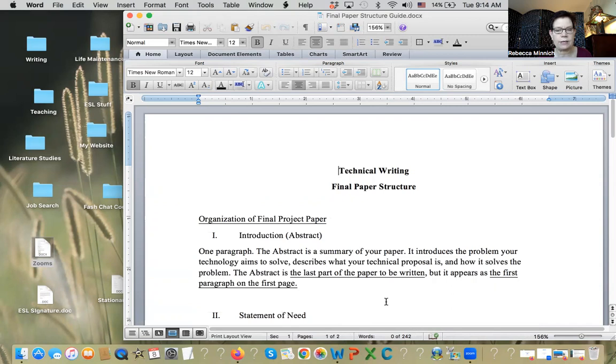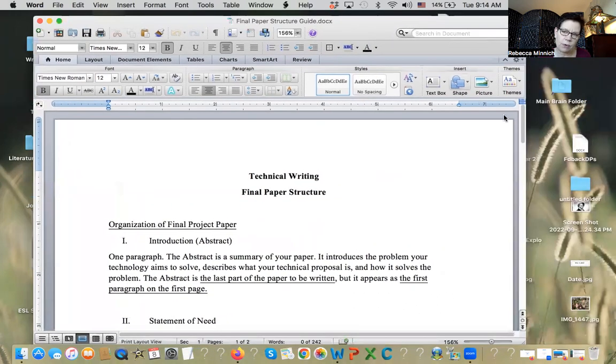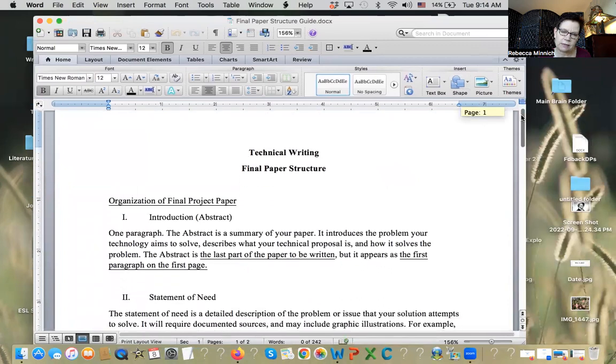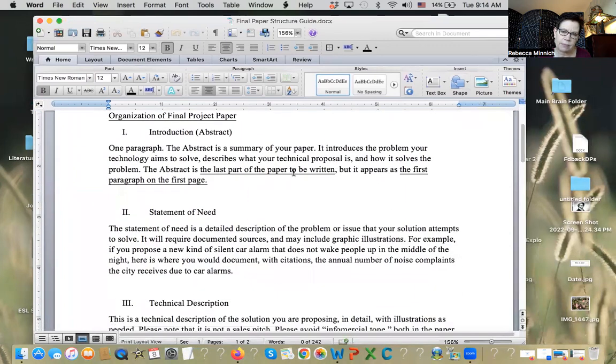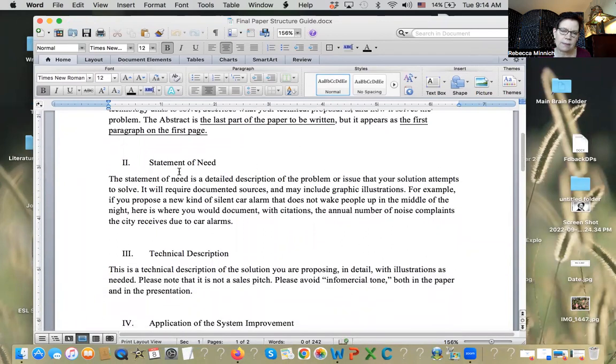So please don't try to start your paper with the abstract. You need to first have the paper all laid out and completed before you can summarize it into a single paragraph. So don't try to put the cart before the horse there. The abstract is the last part of the paper to be written, but the first part that appears on the first page. So after the abstract goes the statement of need.